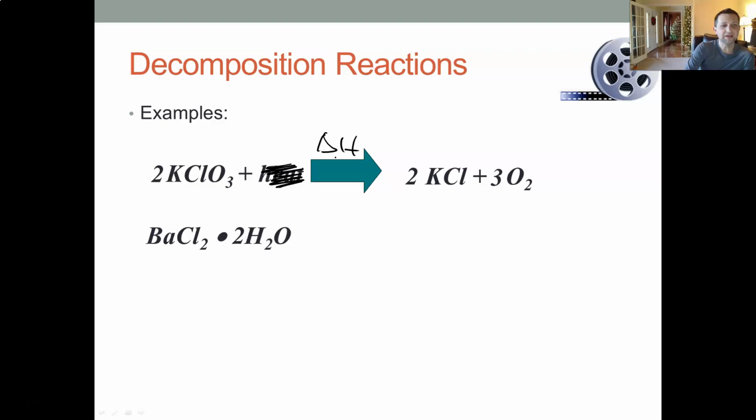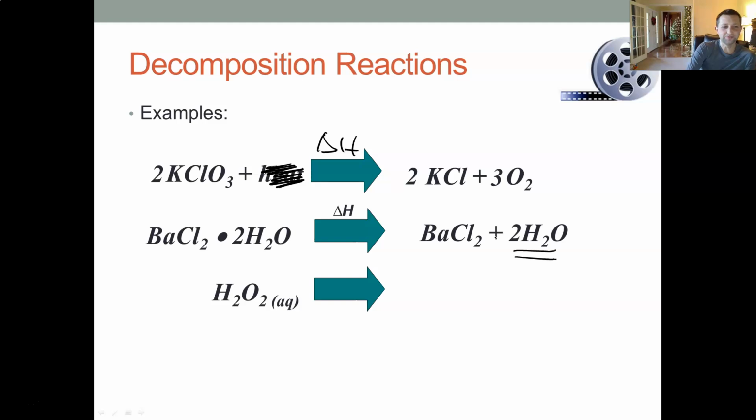So here's another one, BaCl2·2H2O. We did this last unit where we have a hydrate. You add heat to that, and the hydrate breaks apart into the anhydrous salt and water. So these are very easy to identify because the water just breaks off. You have the water going into the air basically. The plus sign represents that those 2 things are now separate.